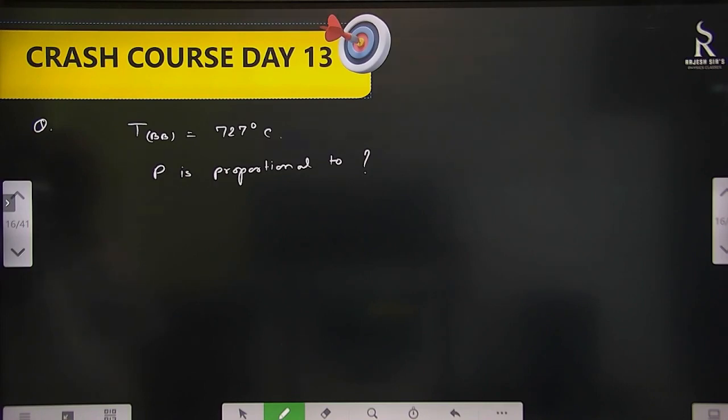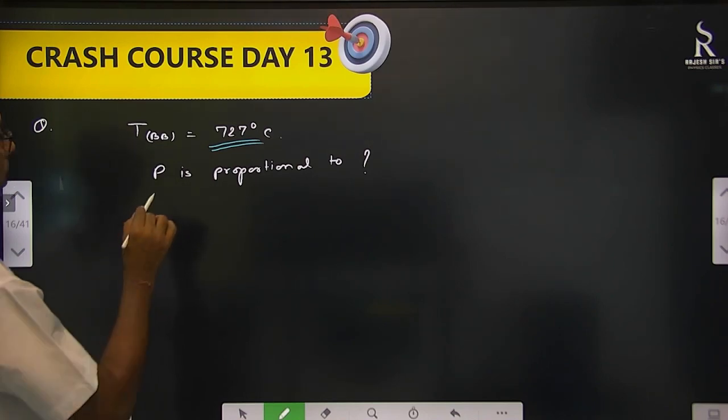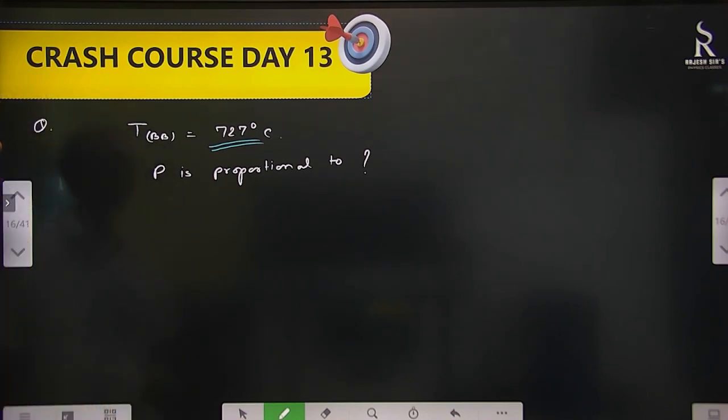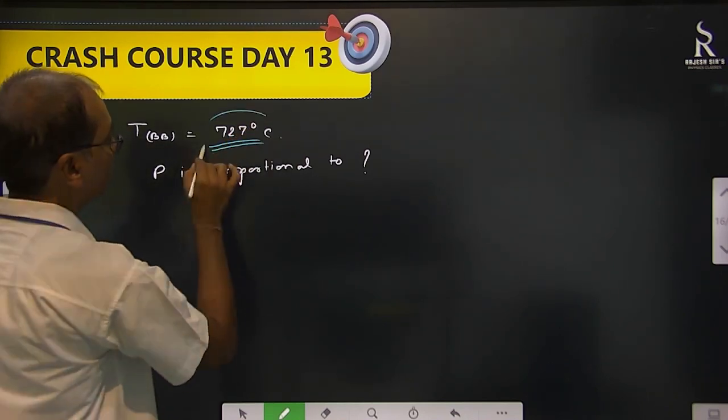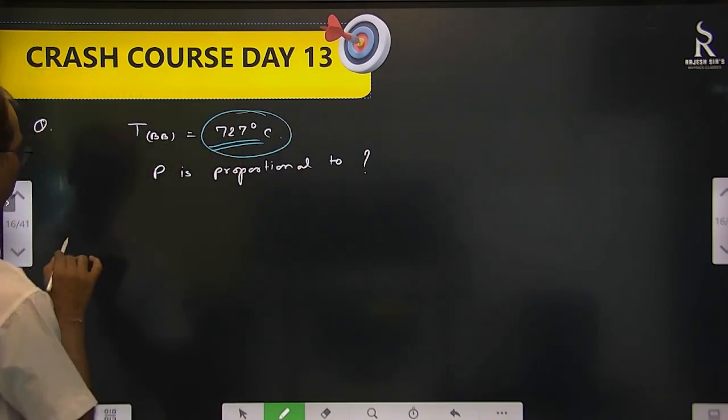Okay, the temperature of the black body is 727 degrees centigrade. Then the power radiated is proportional to... Now see, they have given it in degree centigrade. What do we have to do? Convert it to Kelvin.